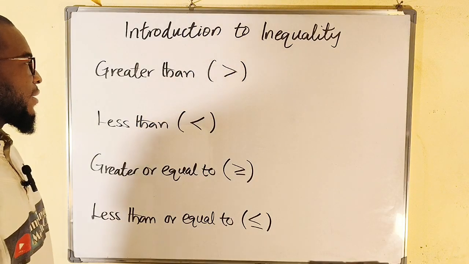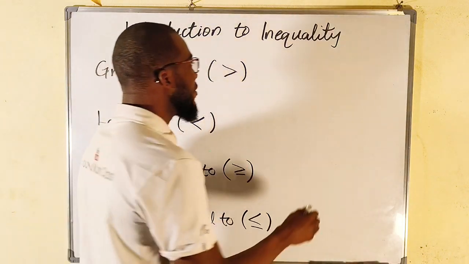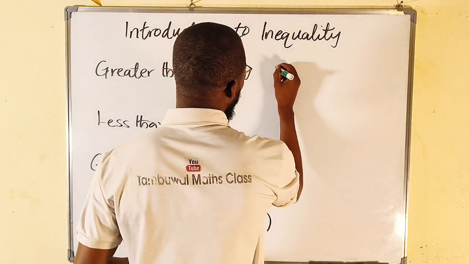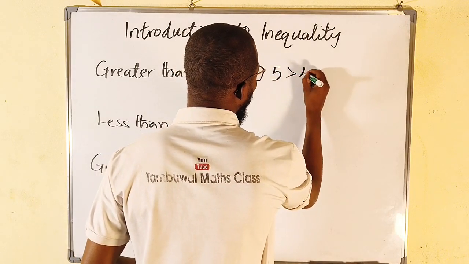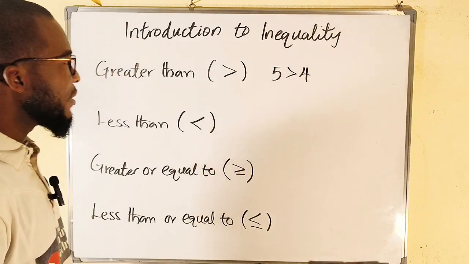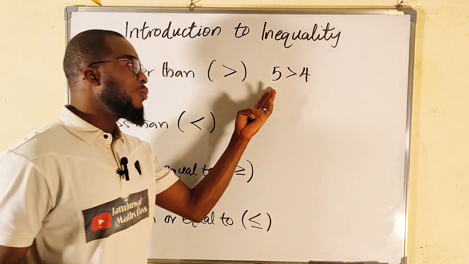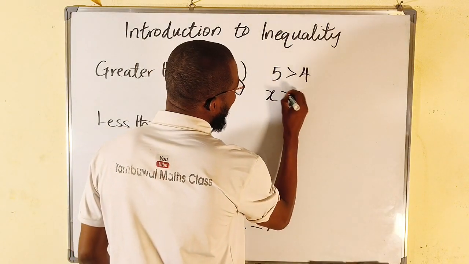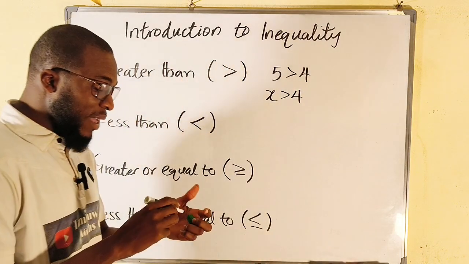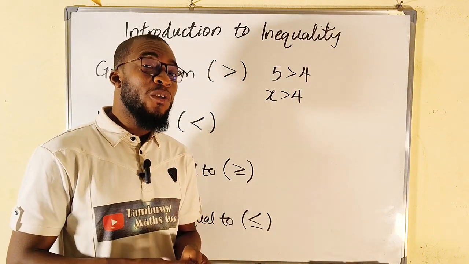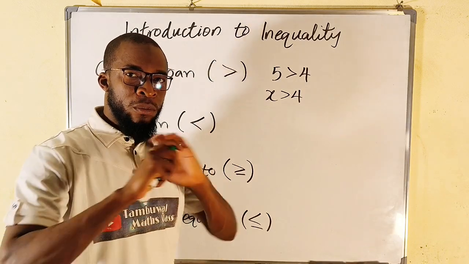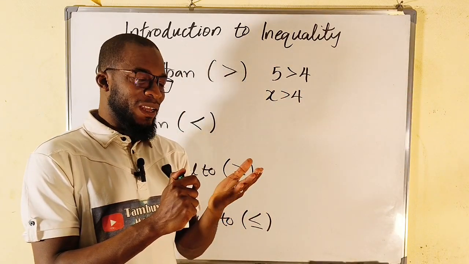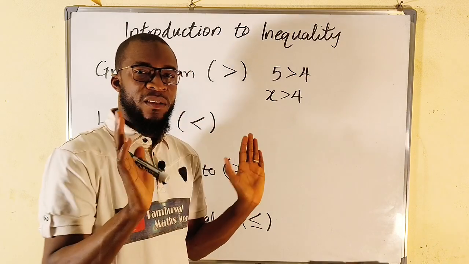Let me start with the first one here. When you have the greater than type, it means what is on the left hand side is greater than what is on the other side. For example, we have 5 greater than 4. No doubt about it. So if we use a variable to represent the left hand side, for example, x greater than 4, what does it mean? It means that x could be any value greater than 4, apart from 4. It could be 5, 6, 7. So inequality is basically telling us a range, not an exact value.